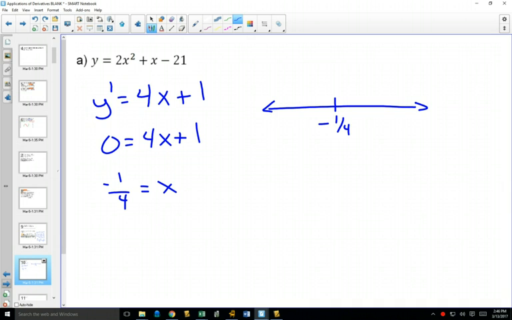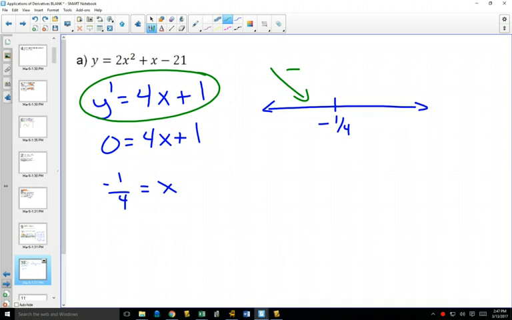If we plug in something less than -1/4, like -2, if I plug -2 into my derivative, it's going to tell me something about the tangents. Plugging that in, -2, gives me a negative slope. What does that tell me about my tangents? It tells me that if it's negative in this section, all of my tangents are like this, and that means my original function has to be decreasing.